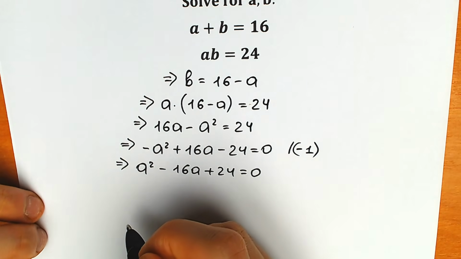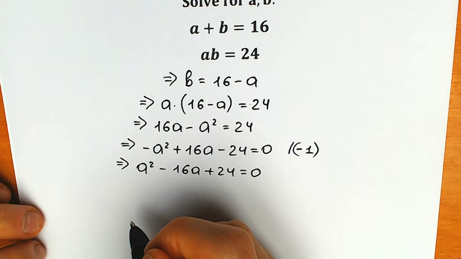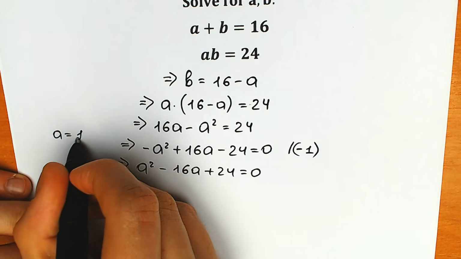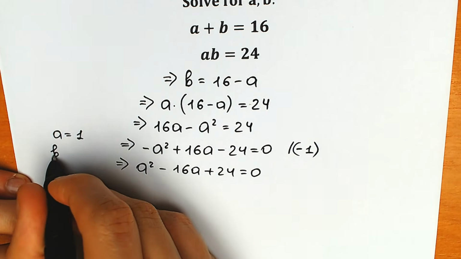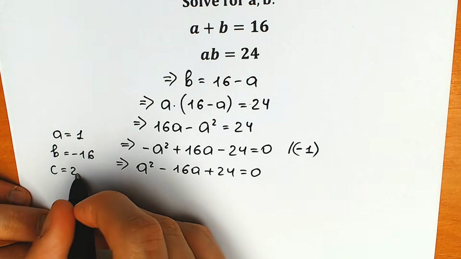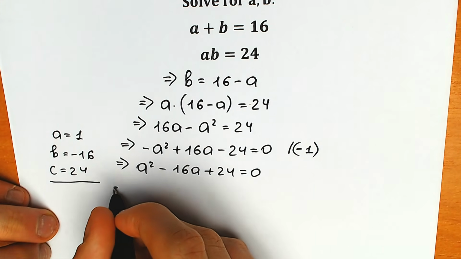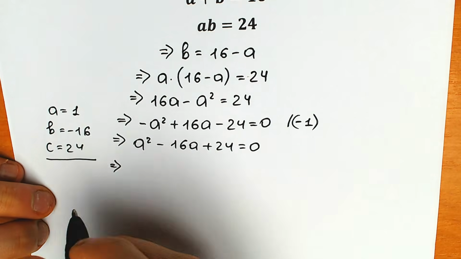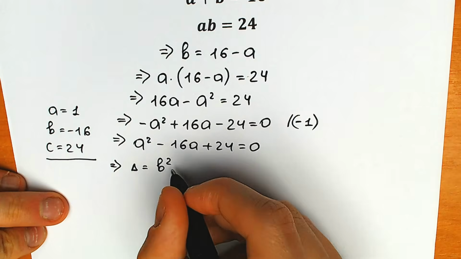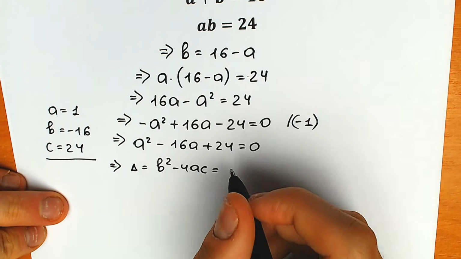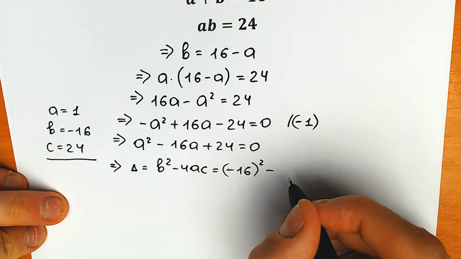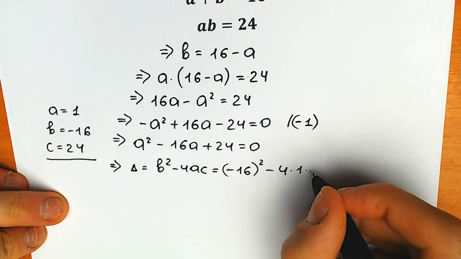What we're going to do next, of course, we're going to solve this question using our method of coefficients. So our a equal to 1, our b equal to minus 16, and our c equal to 24. So we know everything, and right now let's solve it for discriminant real quick. So d equal to b squared minus 4ac. So let's plug in everything. So minus 16 squared minus 4 times 1 times 24.